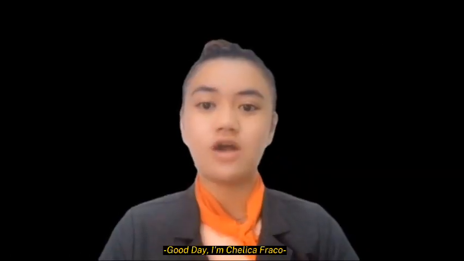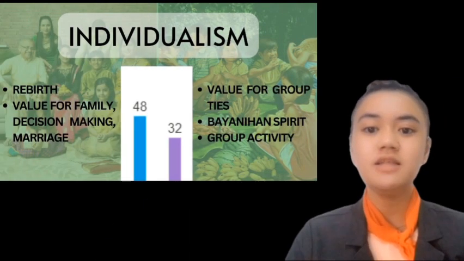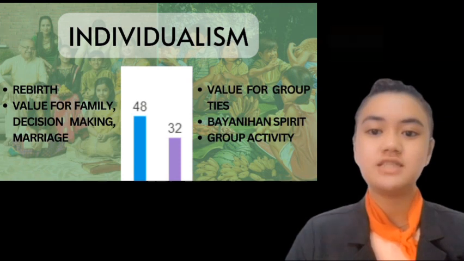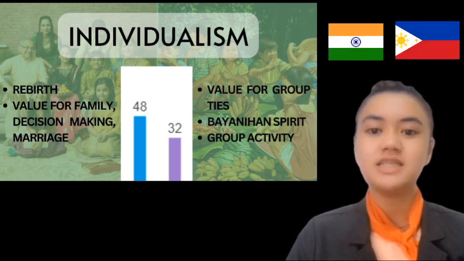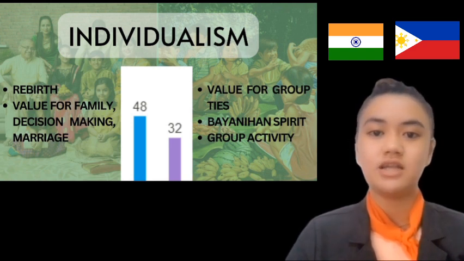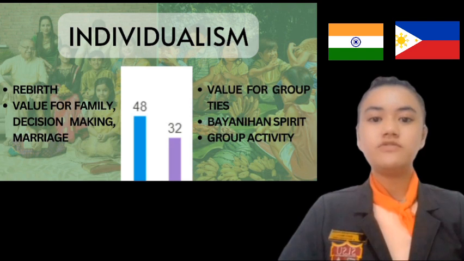Now I will be discussing the comparison between the individualism of the Philippines and India. Based on the Hofstede result, India got 48. It means they are between individualism and collectivism, meaning they have some traits of being individualistic and some of being collectivistic. An example of this is rebirth.